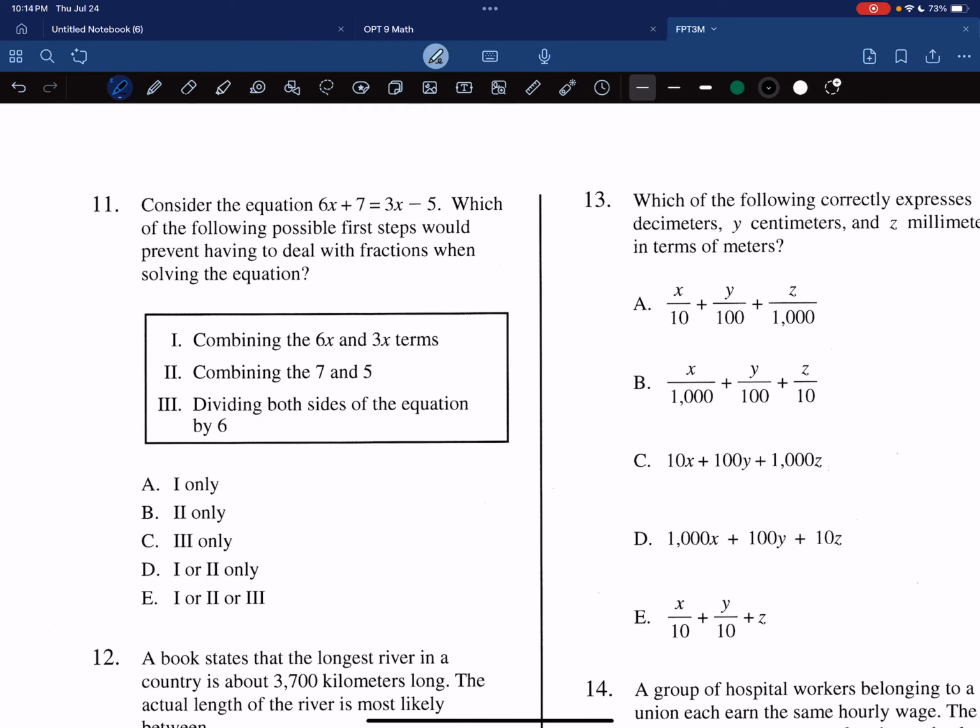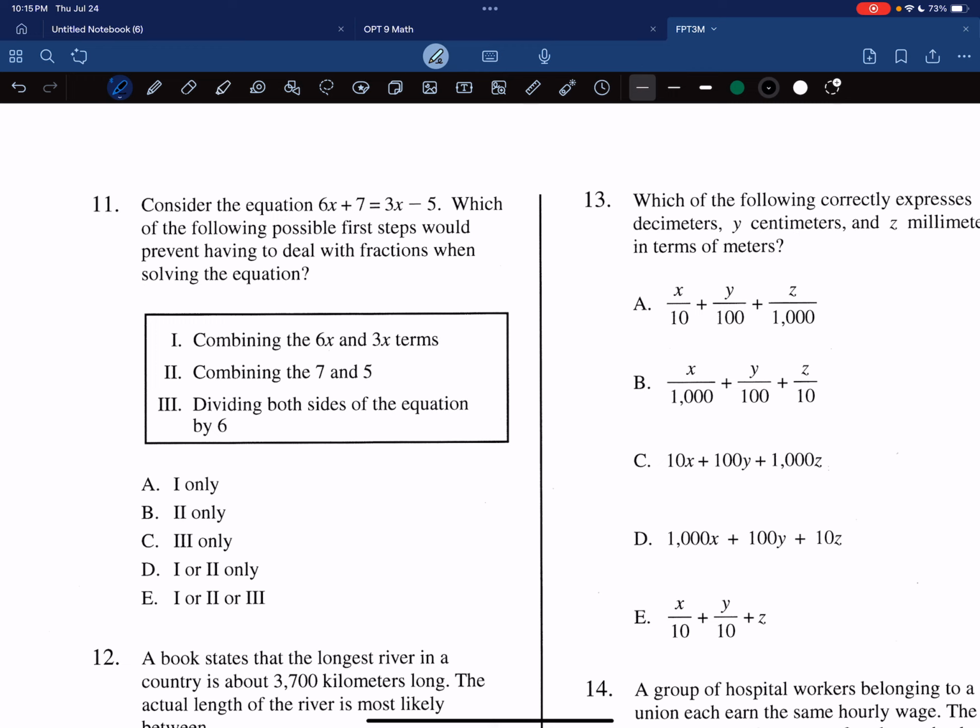Number 11. Consider the equation. Which of the following possible first steps would prevent having to deal with fractions when solving the equation? I want to encourage you to be very, very careful with this type of problem, and I'm going to show you why.